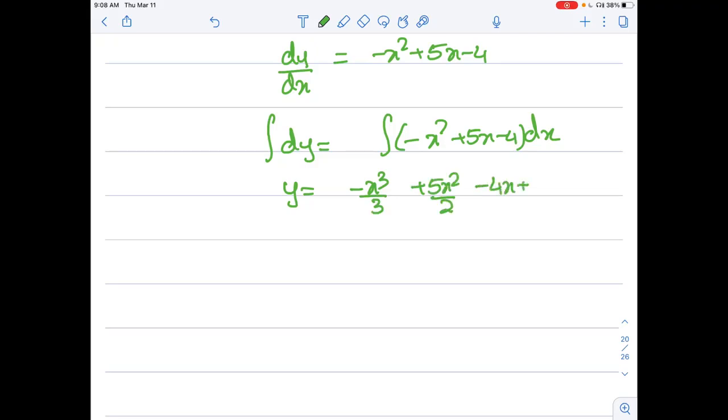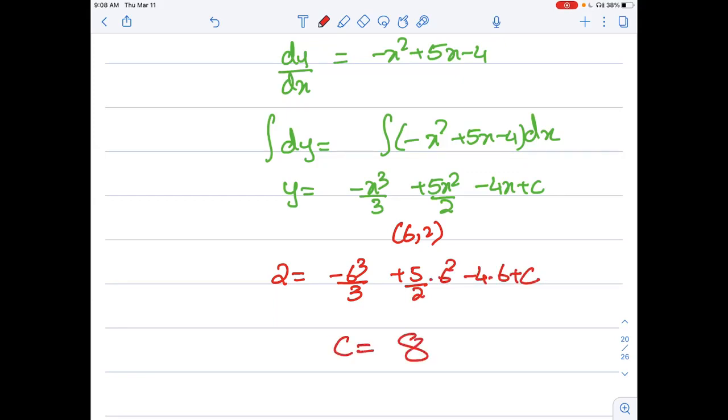minus 4x plus c. But the curve passing through which point has been given? (6, 2). So plug in those values. So 2 has been plugged in. Then 5 upon 2 times 6 squared minus 4 times 6 plus c. This gives me the c value as 8. So what will be the equation of the curve? y is equal to minus x cubed by 3 plus 5x squared by 2 minus 4x plus 8.